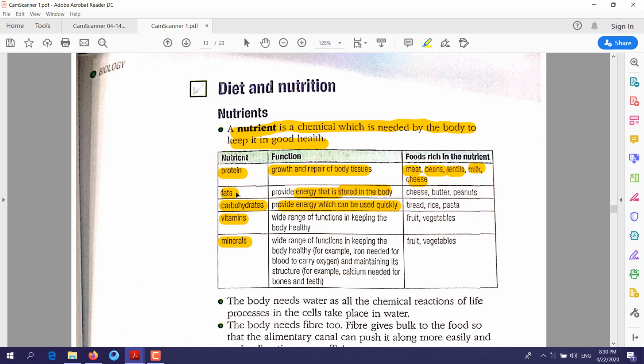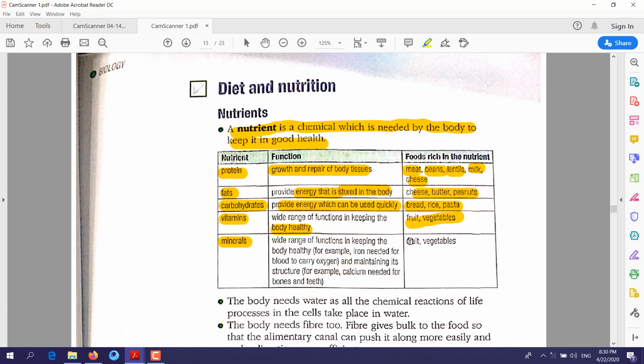From where we can get fats? Cheese, butter, peanuts. From where we can get carbohydrates? Bread, rice, pasta. Then vitamins. Vitamins have a wide range of functions in keeping the body healthy. So vitamins are needed for keeping the body healthy.